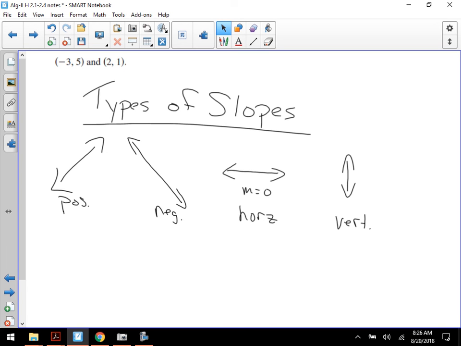And then obviously your vertical is your undefined slope, because that means your x value on a vertical line never changes. If your x value never changes, that means the difference between them is always 0, and you can't divide by 0. That's what that's for. So those are your 4 slopes.